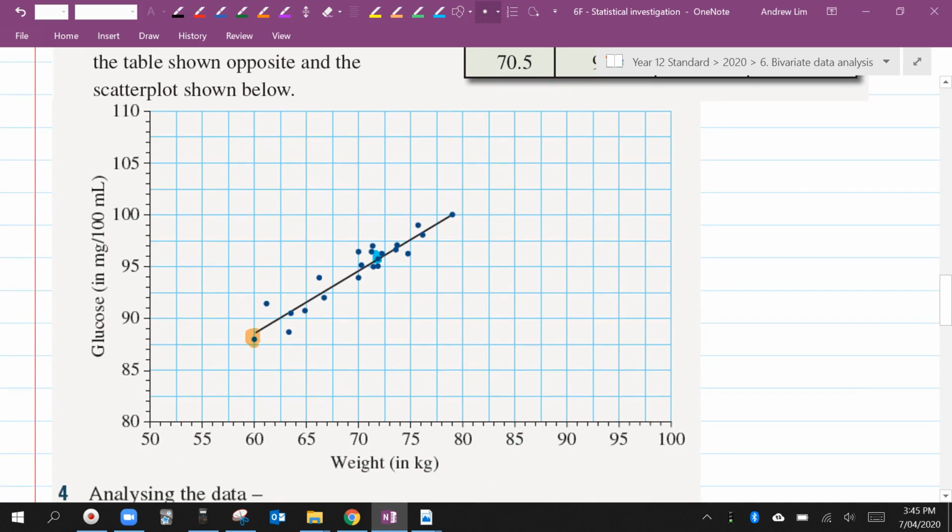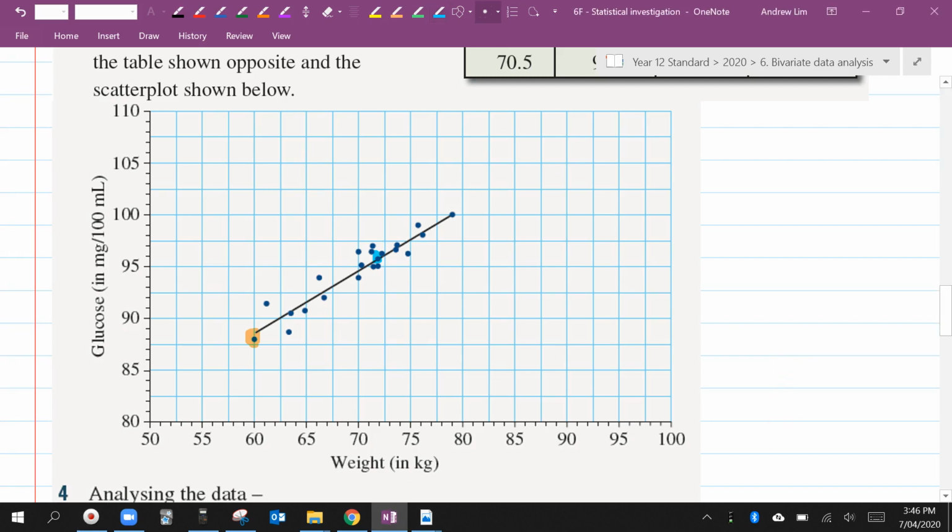And he drew a line of best fit. Okay, so this is summarizing and displaying the data in a nice graph. Easy to see that these dots are forming a trend, an upwards trend. It looks like that as your weight increases, your glucose levels also increase. So James has collected the data, he's organized it, he's summarized and displayed it in a bivariate scatter plot. Now we need to analyze the data.